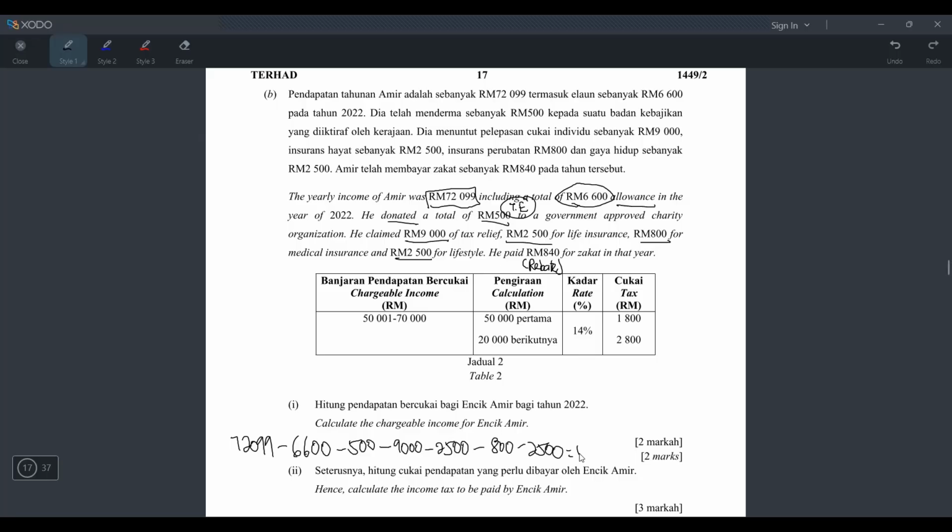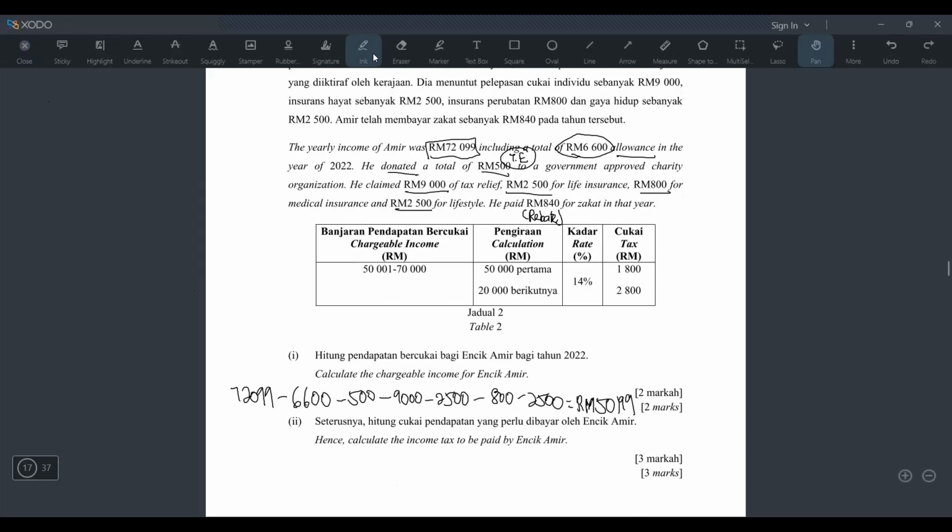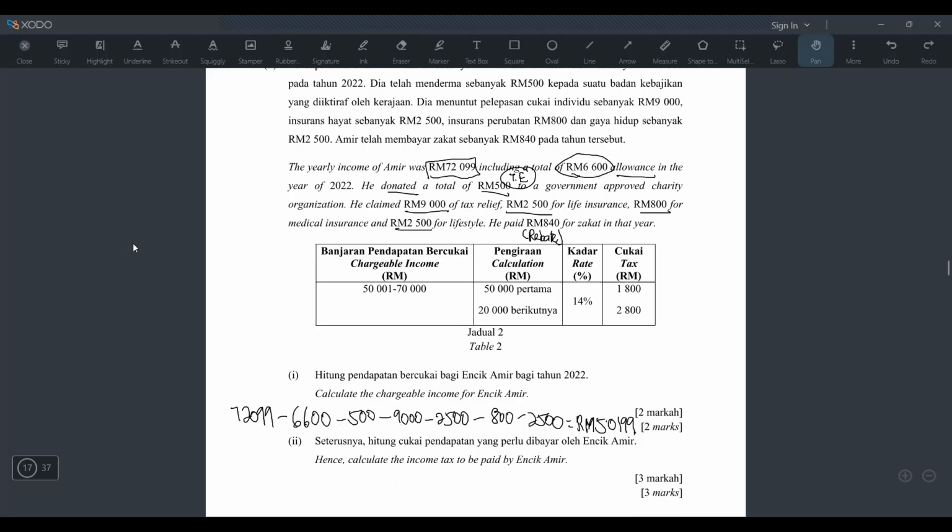Okay, but just write RM because this is income, right? Chargeable income. So RM 50199. Okay, write nicely. Okay, now I finish my question one. Question two says calculate the income tax to be paid. Cukai yang perlu dibayar. So how to get cukai yang perlu dibayar?